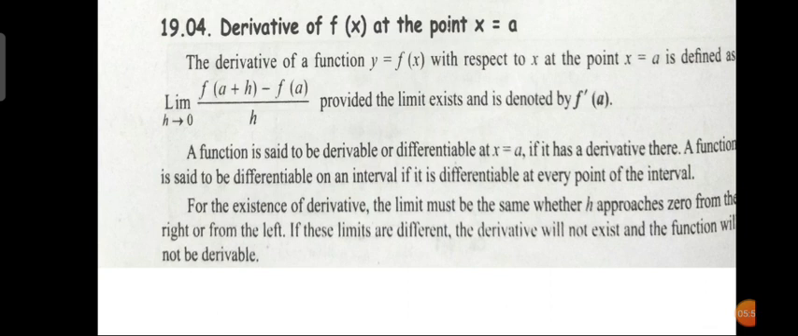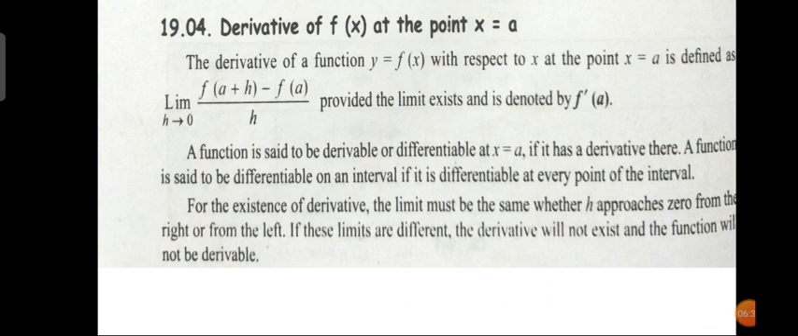So the derivative of a function y equal to f of x with respect to x, at the point x equal to a, is defined as the limit as h tends to 0 of f of a plus h minus f of a by h, provided the limit exists, and is denoted by f dash of a. So f dash of x is denoted as a derivative. If that x is a, then what is the limit? The limit as h tends to 0, where h tends to 0 means delta x is h here. So limit h tends to 0, f of a plus h minus f of a by h.